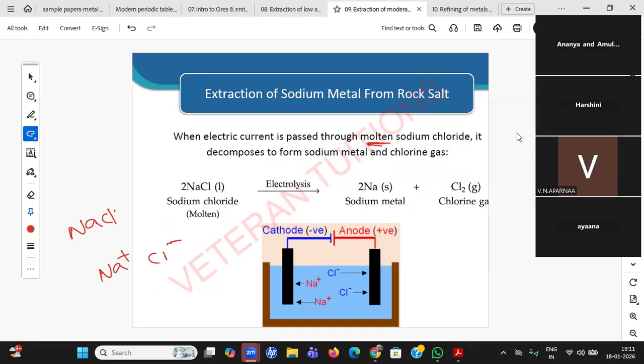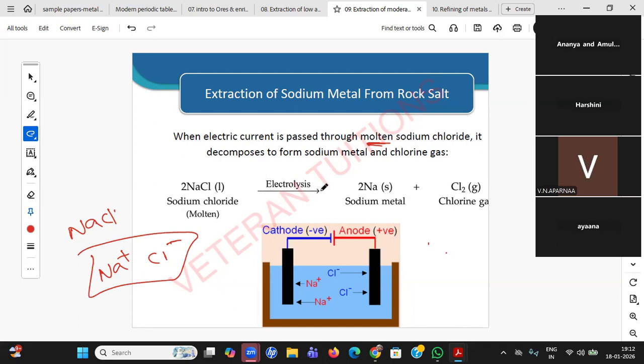Sodium metal is required first of all, as a large-scale purpose. Let me check sodium metal. Okay, so here, students, NaCl is Na plus and Cl minus. So two things: in the liquid state, it has formed into Na plus and Cl minus.